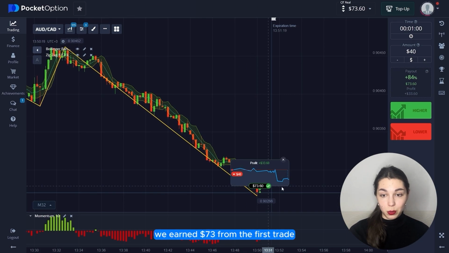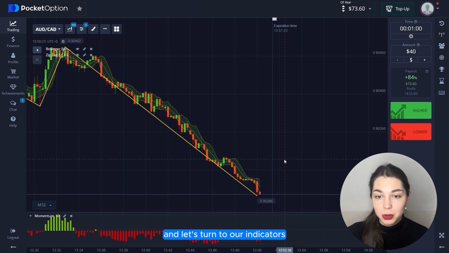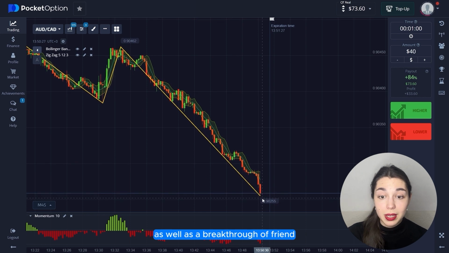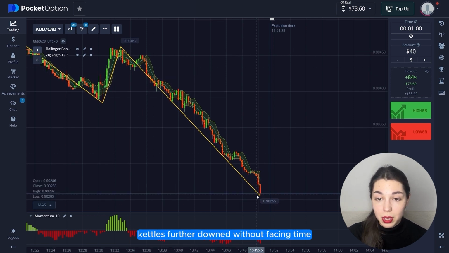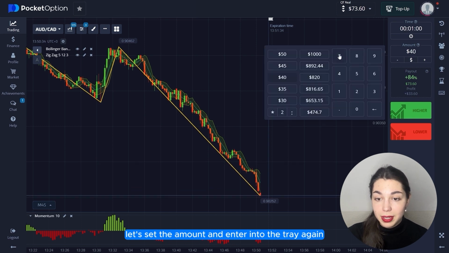Excellent, a good start. We earned $73 from the first trade, and let's turn to our indicators again. We see a decline in the zigzag indicator as well as a breakthrough of trend candles further down. Without wasting time, let's set the amount and enter into the trade again for decrease.